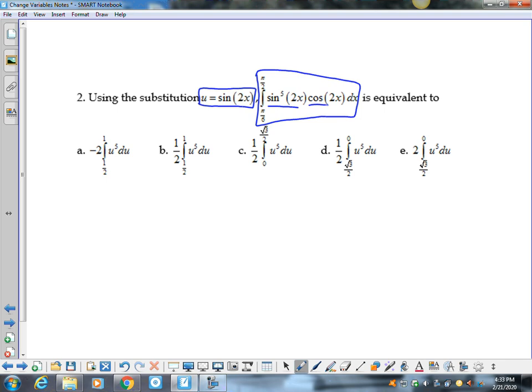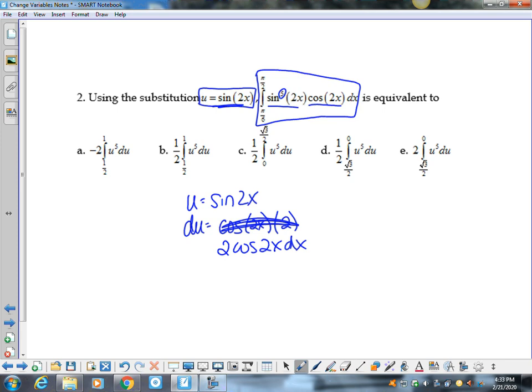So I have 2 trig functions, so it makes sense to let the u be the one with the extra stuff on it. So if that's my u, I need to find my du. Derivative of sine, this is a chain rule, so cosine of 2x times the 2. So 2 cosine 2x dx. Okay, I have the cosine of 2x. I need the 2, so it needs to be balanced with a 1/2. And I'm going to have u to the 5th du.